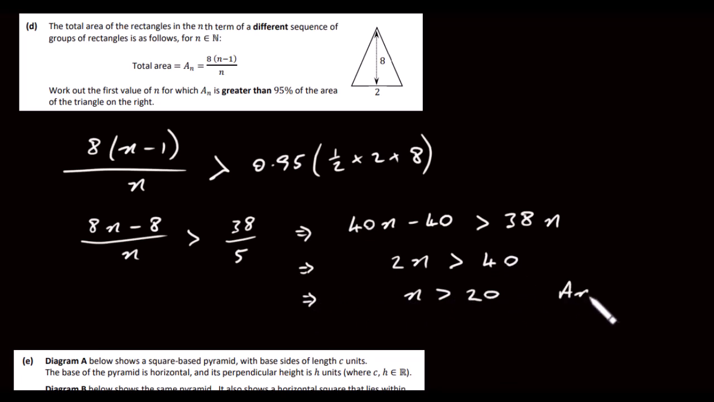So my answer then is 21. n has to be bigger than 20. So the next natural number bigger than 20 is 21.